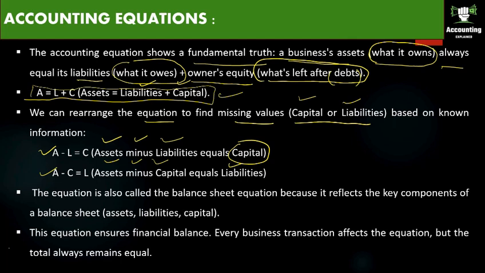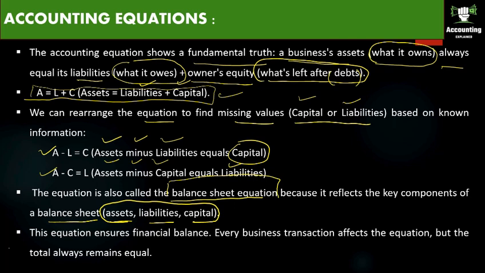This equation can also be called the balance sheet equation because it reflects the key components of the balance sheet. What are the key components of the balance sheet? They are the assets, liabilities and the capital. So this equation includes assets, liabilities and capital. That is the key components of the balance sheet. So it can also be called the balance sheet equation.